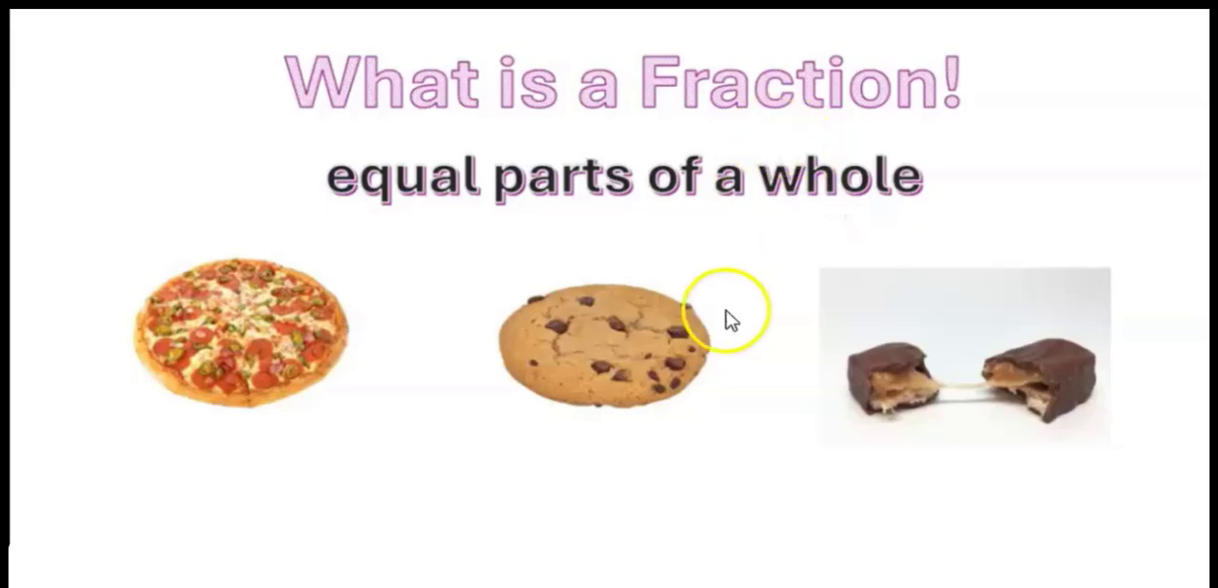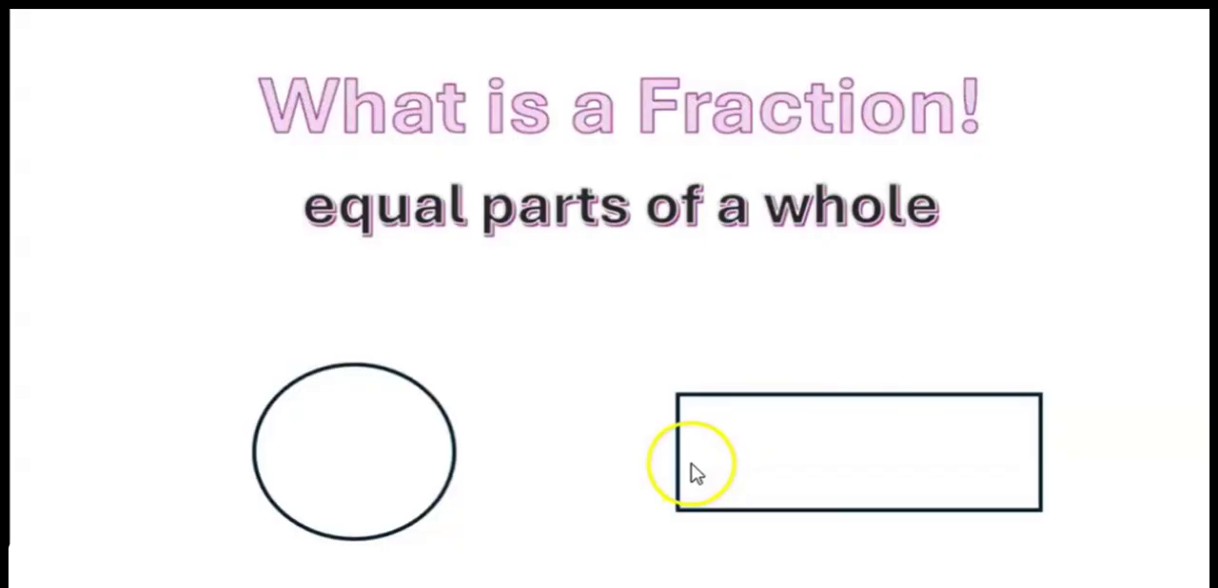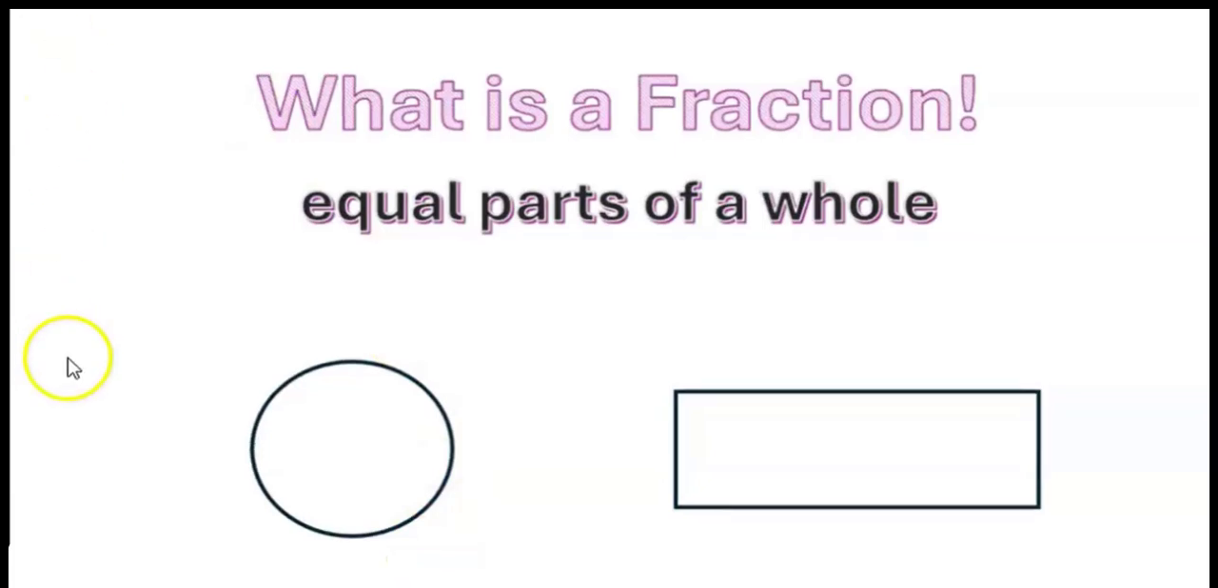So a fraction is breaking a whole up into pieces. Now, the key to fractions in math is equal parts of a whole. So let's take a look at drawing fractions and what we mean by equal parts of a whole. First of all, look at this circle, and let's look at this circle as a whole. In other words, a whole cookie or a whole pizza.